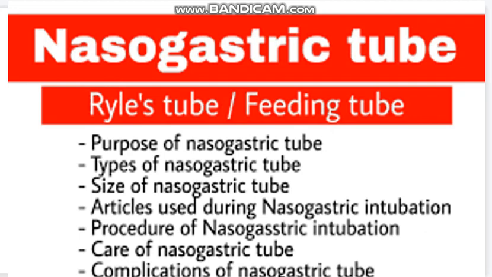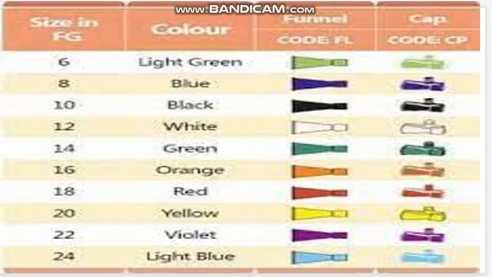Today I want to discuss the nasogastric tube in brief. The nasogastric tube is an essential part of care for any cerebral palsy patient who is unable to swallow or has difficulty with deglutition. There are different types of nasogastric tubes in different colors.